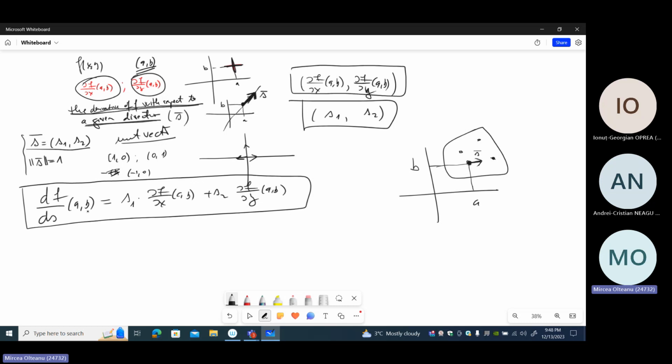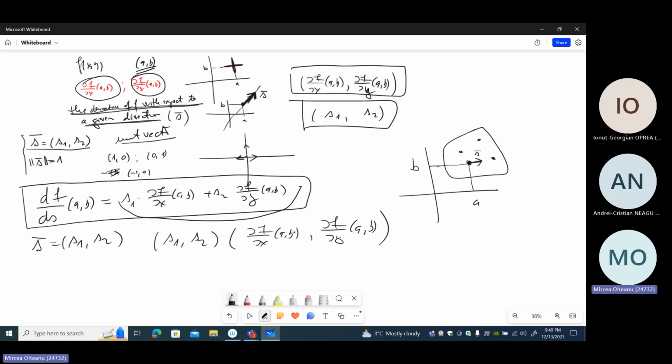And the answer is the following. The direction S that you are looking for must somehow maximize this expression, which is the inner product between the vector (S1, S2) and the vector (∂f/∂x at (a,b), ∂f/∂y at (a,b)). An inner product.